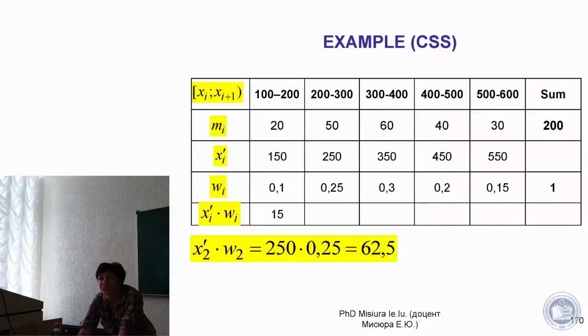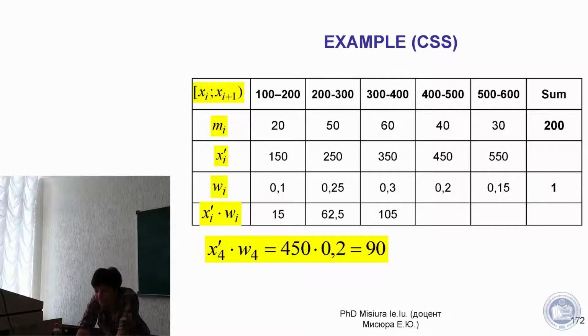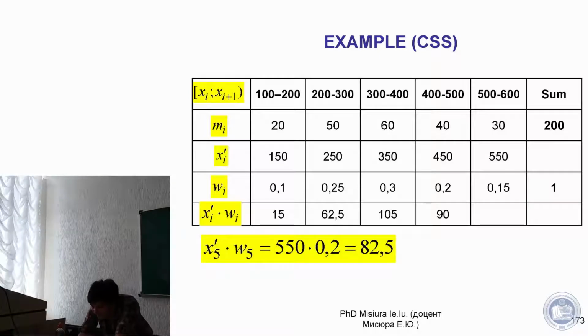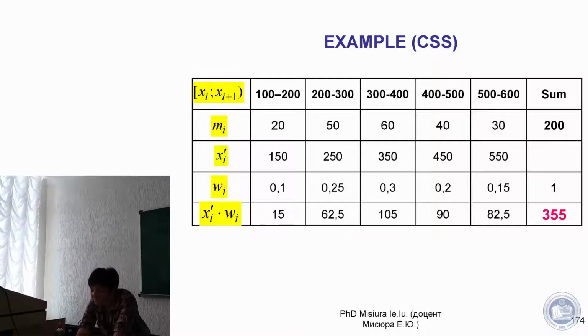Next, 250 multiplied by the next wi, and 250 times 0.25 equals 62.5. Is it correct or not? Okay. Next value, 350 times 0.3 equals 105. Okay. Next, 450 times 0.2 equals 90. And if you add all values, you can get mean value. Mean value of x equals 355. Is all clear?